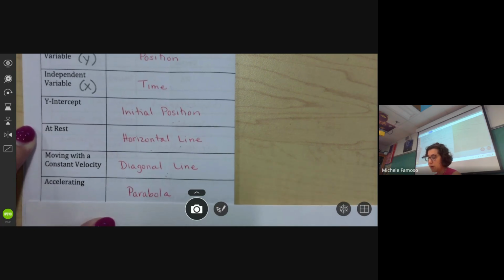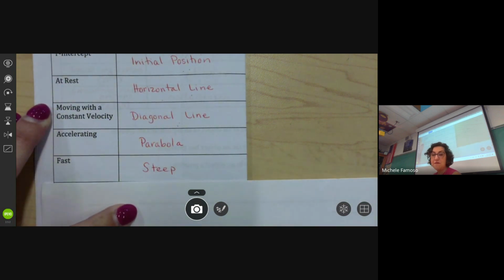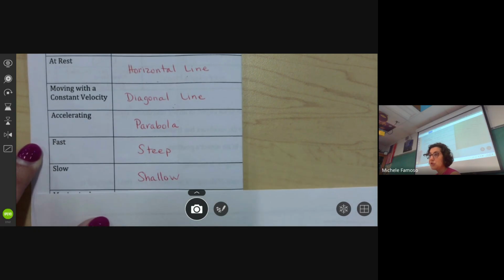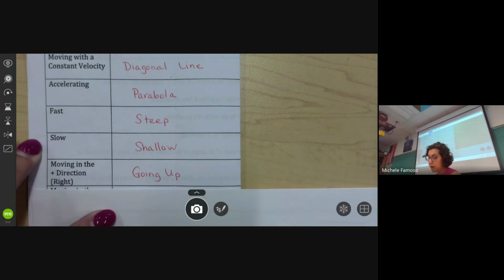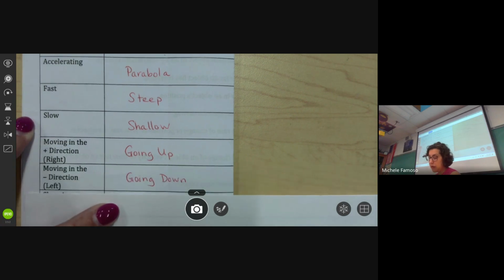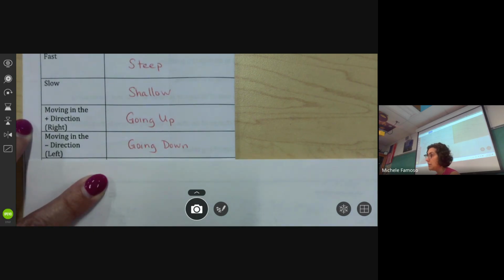If you are accelerating, this graph will be a parabola. If you are moving fast, the graph will be steep. If you are moving slow, the graph will be shallow. If you are moving in the positive direction, which means to the right, the graph will go up. If you are moving in the negative direction, which in this case means to the left, you'll be going down. The graph will go down.